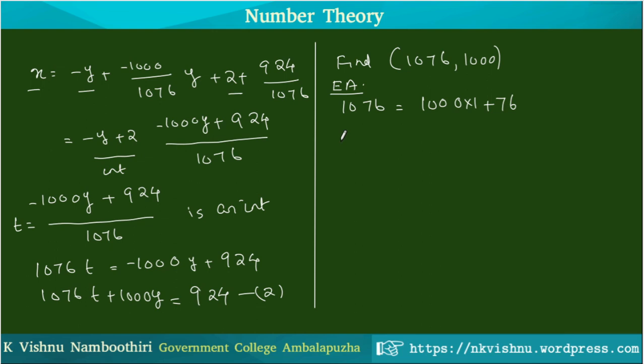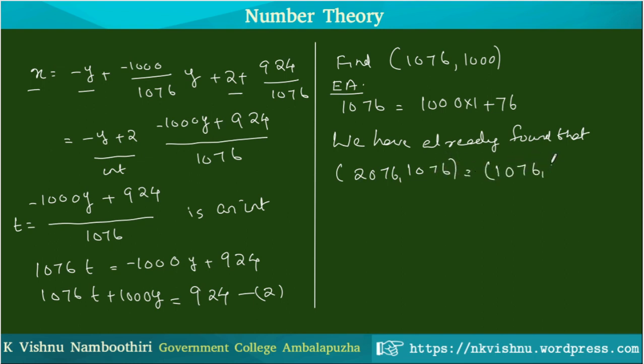We have already found that GCD of 2076 and 1076 is going to be equal to just 4. And does 4 divide 924? 924, yes. 4 divides 924. Therefore, the LDE 2 is solvable. That is guaranteed. Therefore, there exist integers t and y such that equation 2 is satisfied.